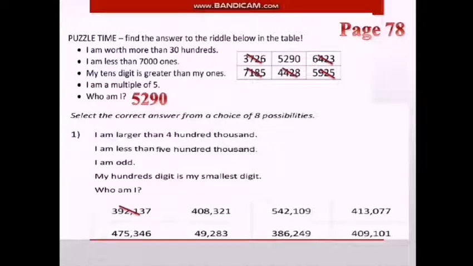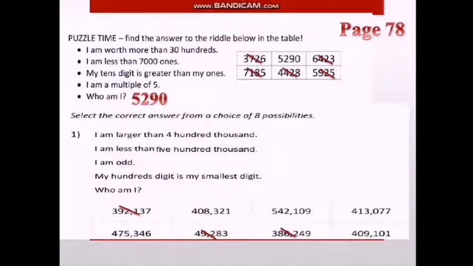We will cancel this number. And here we have 49,283. We will cancel this. And we have 386,249. We will cancel this.